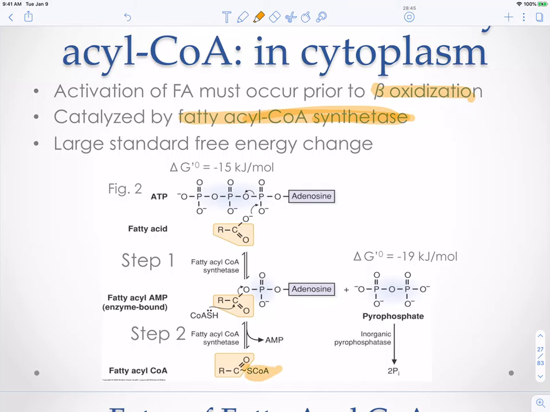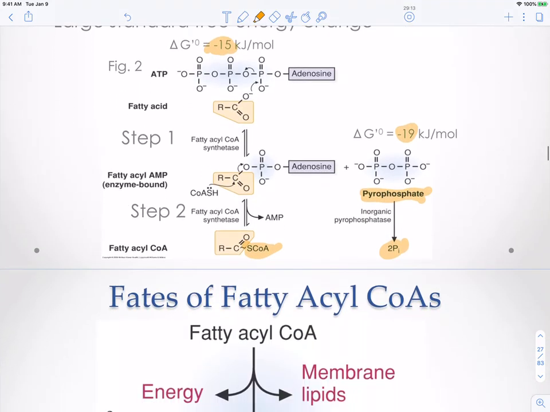And so these guys are basically going to be adding the CoA to the fatty acids. So fatty acyl CoA synthetase uses ATP, and therefore it has a large free energy change, minus 15, so it's very favorable. And then you're going to release your phosphates as a pyrophosphate, which will then become two inorganic phosphates, which is also highly favorable. So overall it's a very favorable reaction to activate your fatty acids.